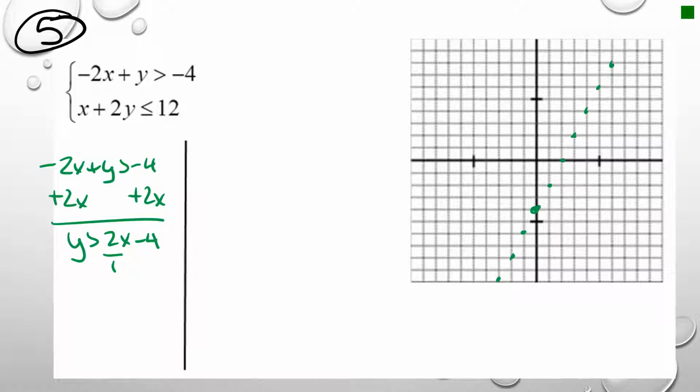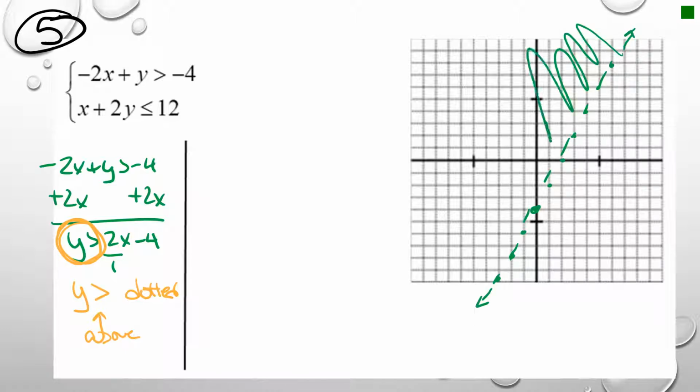In the name of graphing, because I do not know, is it solid? Is it dotted? All right, this says y is greater than. It does not say equal to, so that means it is dotted. It also says greater than, so that means I go above. Okay, so I am going to draw a dotted line. Whoa, I missed the dots. All right, and I am going to shade above my line.